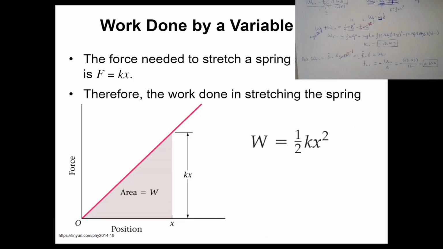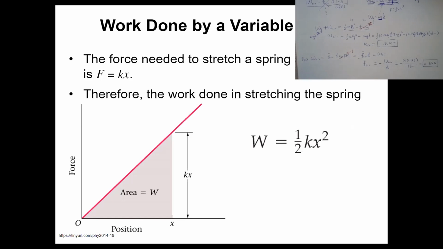So 1/2 of kx times x, right? So it gives you 1/2 kx squared, right? So then in that sense, the work done by a spring, if you are stretching it, is going to be equal to 1/2 kx squared, okay? Similarly, if you compress a spring, then it's also going to be 1/2 kx squared, okay?